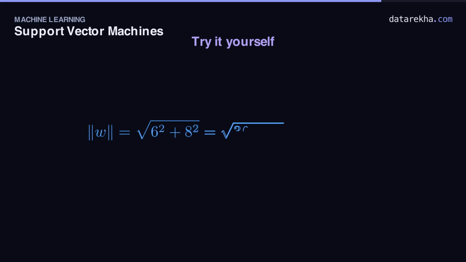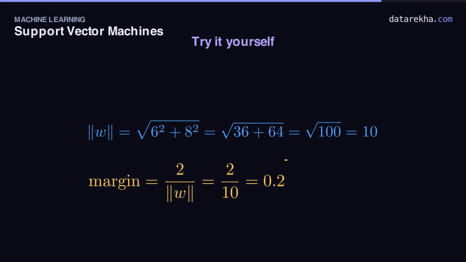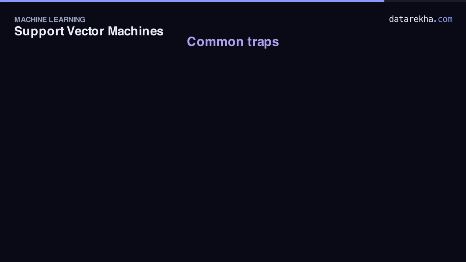Here's the walkthrough. The length of w is the square root of 6 squared plus 8 squared, the square root of 36 plus 64, which is the square root of 100, exactly 10. So the margin is 2 over 10, which is 0.2. Notice, the bigger the weight vector, the narrower the street. If you found 0.2, you've truly got the geometry of this machine.